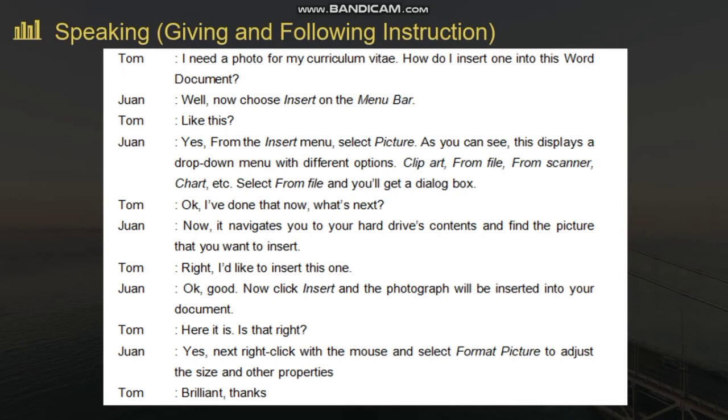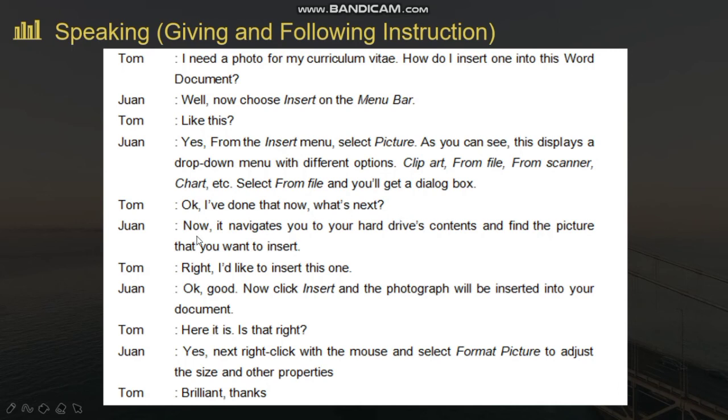Pay attention. I need a photo for my curriculum vitae. How do I insert one into this Word document? Well, now choose insert on the menu bar. Like this? Yes, from the insert menu, select pictures. As you can see, this displays a drop-down menu with different options. Clip art from file, from scanner, chart, and etc. Select from file and you will get a dialog box. Okay, I've done that now.